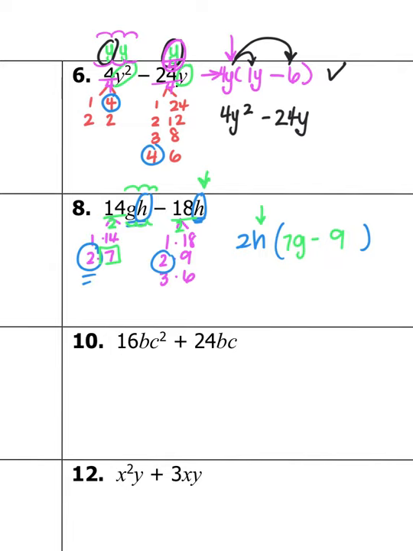So then we can check it by multiplying the 2H back in. So 2 times 7 would make 14, and then H times G is just GH, and then 2 times 9 is 18, and then my H. And that's exactly what I started with. So that would be my answer. All right, go ahead and try number 10 on your own.